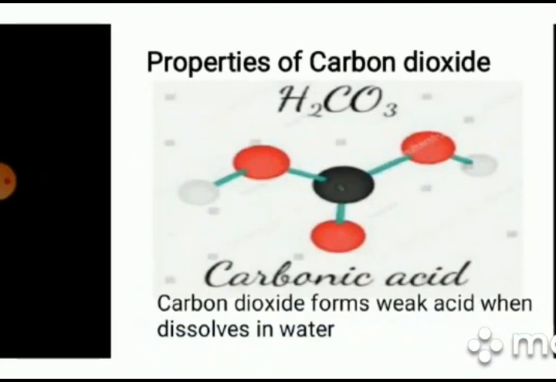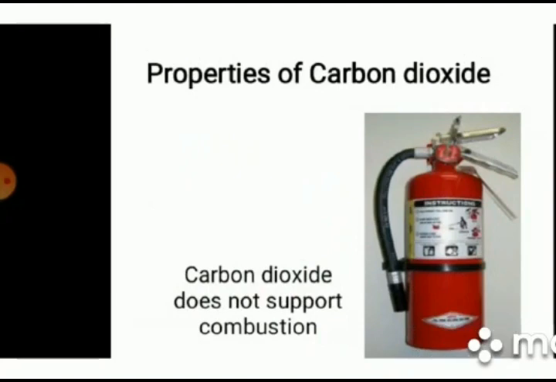Next property is it forms carbonic acid when it dissolves in water. Carbonic acid is a weak acid with the chemical formula H2CO3. It is the reaction product of carbon dioxide and water. Carbon dioxide is not flammable, which means it does not catch fire, nor does it support combustion.